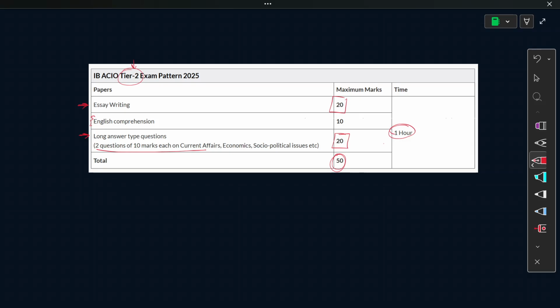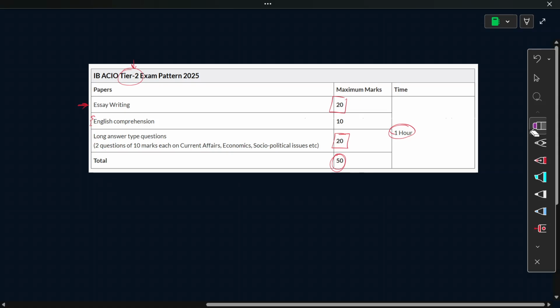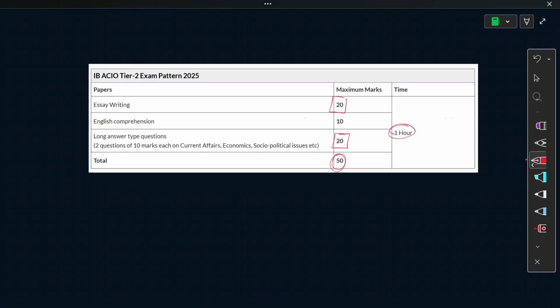IB has not been very generous with us, and it just says that these questions are based on current affairs, economics, and socio-political issues. So we have to figure our way out on our own here. What does it mean? We have to crack the code here. That is a brief about the syllabus.